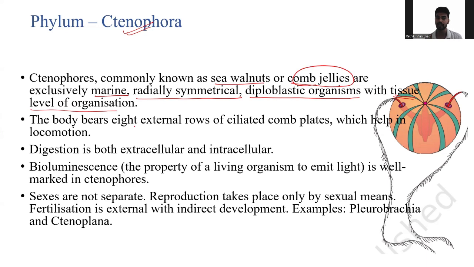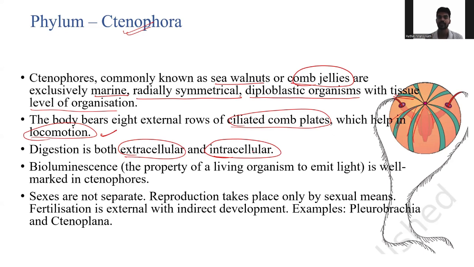So the body bears 8 external rows of ciliated comb plates. This is what we are talking about. These 8 external rows of ciliated comb plates normally help in locomotion. This is one point. Then coming to digestion, both extracellular as well as intracellular digestion will be observed.